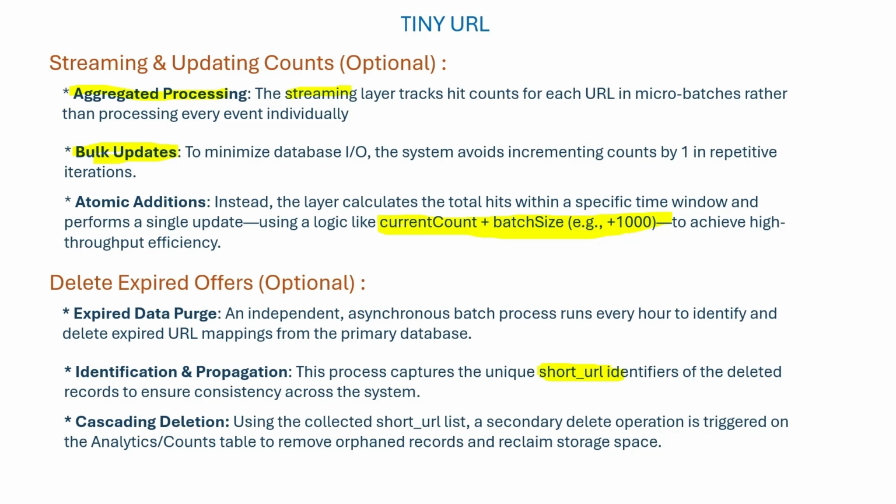This can be achieved either via Kafka or directly via a second DB query, which will delete it from the count table. This is one approach to maintain the expiration policy. Yeah, this is fairly straightforward, so let's not discuss much about this one.